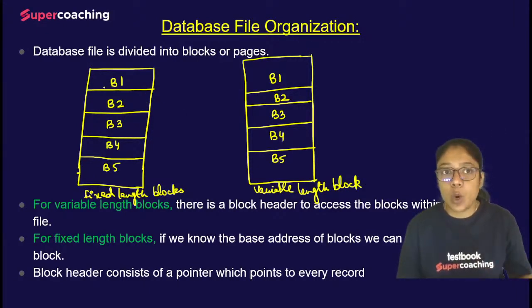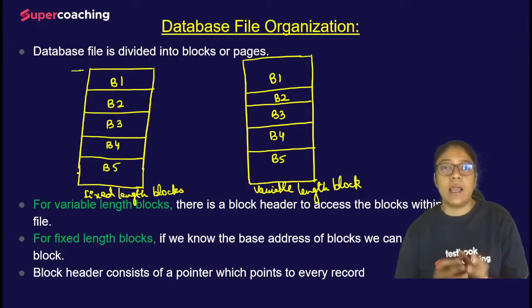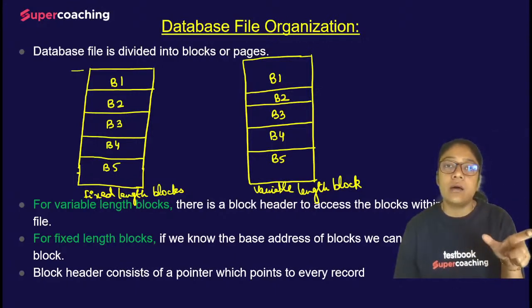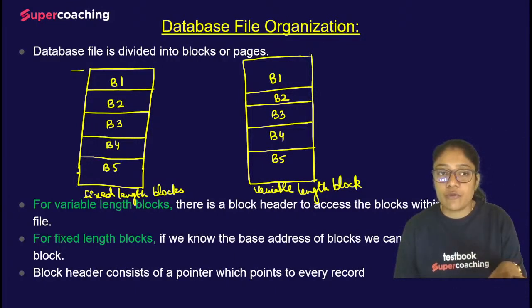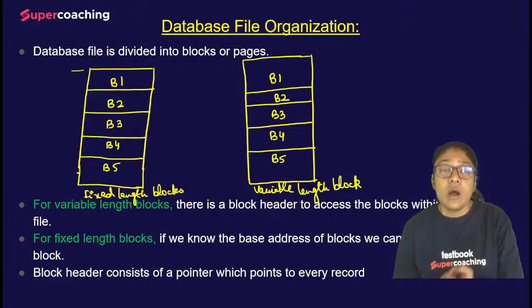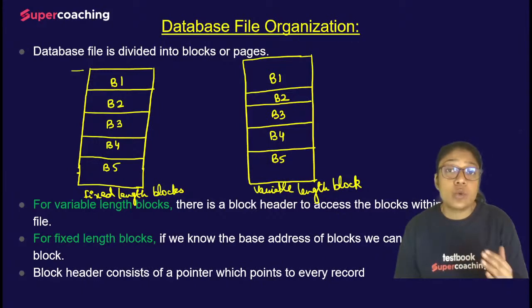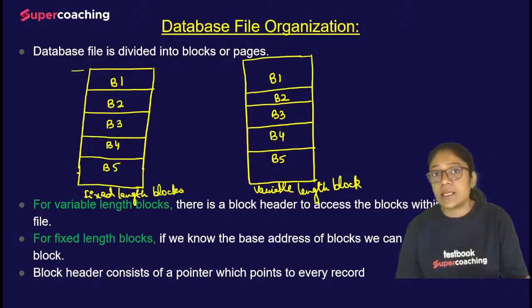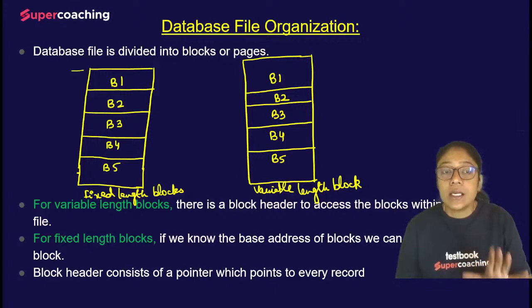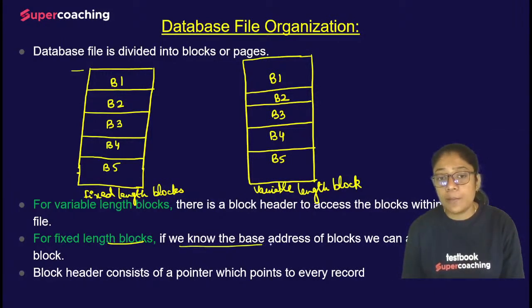Since it's a fixed length block, if we know the base address, it's just like an array. In an array, if we know the starting address or the base address of an array, we can randomly access any element because the size of each element or the memory assigned to each element of an array is same, because an array is going to store homogeneous data, so randomly we can access any element. Similarly here, if we know the starting address, we can randomly access any block. So for fixed length blocks, if we know the base address of block, we can access any block.